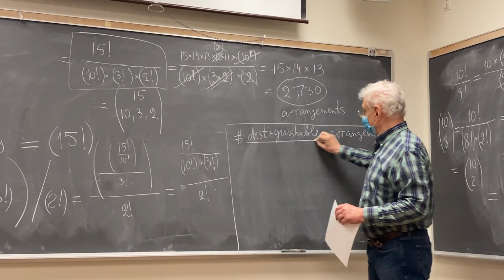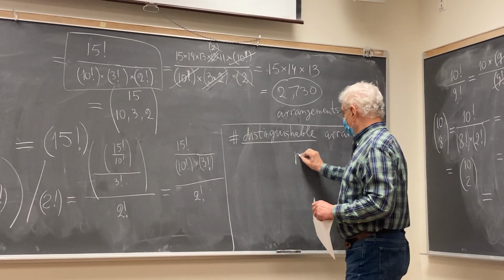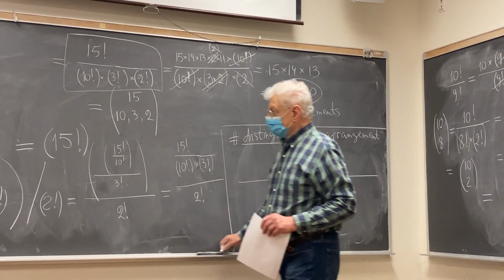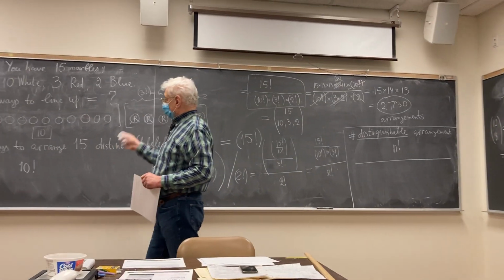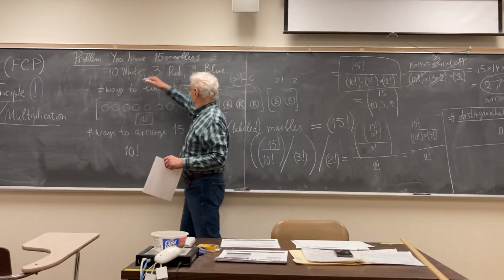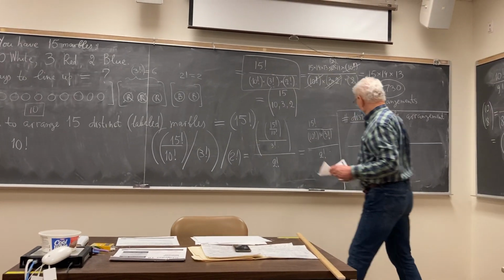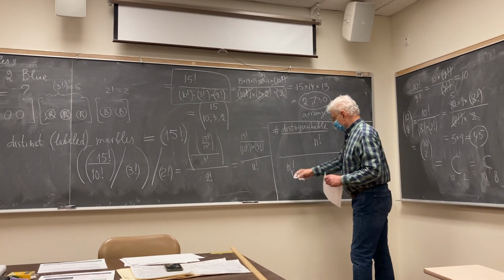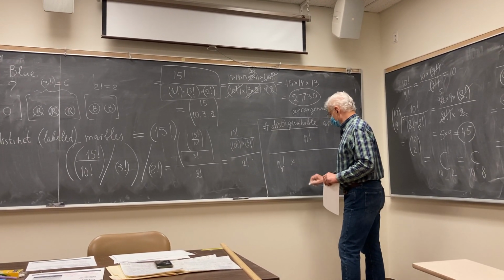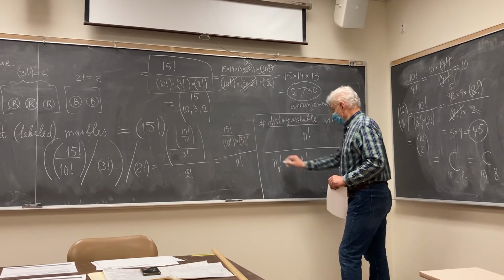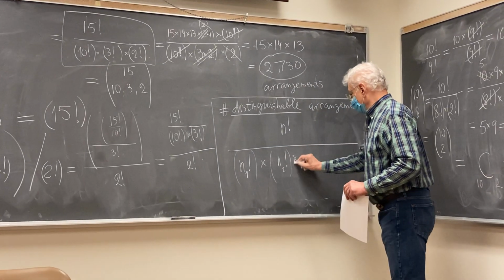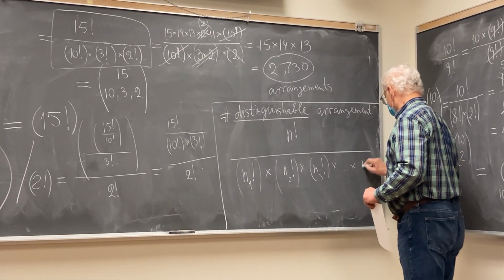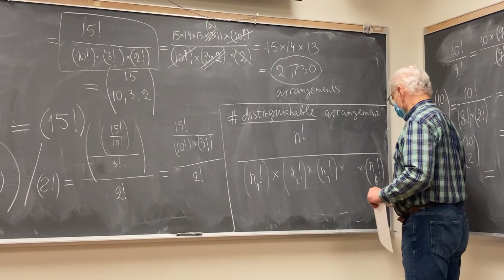Okay, the number of distinguishable arrangements is, what do you do? You take n factorial, you have n objects, and then you divide by the factorials of the numbers of each kind, white, red, blue, and so on, whatever color you have. So you have n1 factorial. They do not even write parentheses, but actually it's better to write parentheses. n2 factorial, n3 factorial, and so on up to the last one, n sub k factorial.